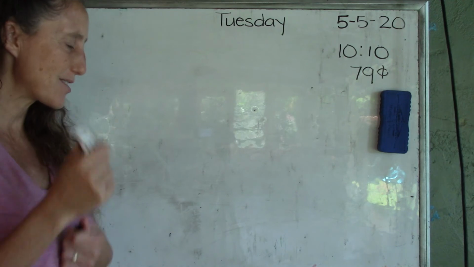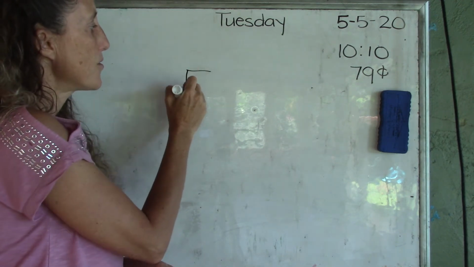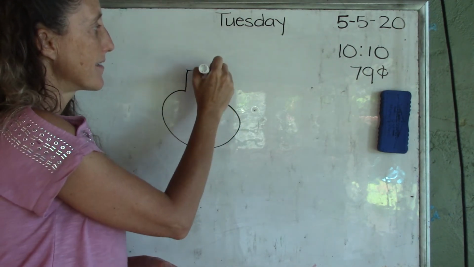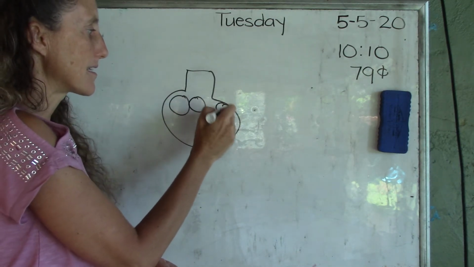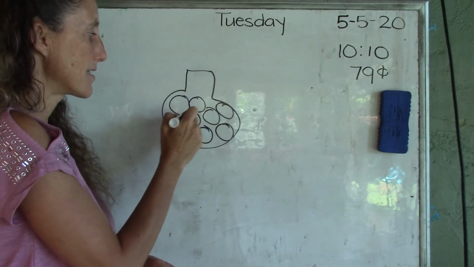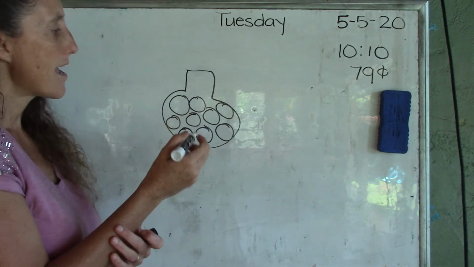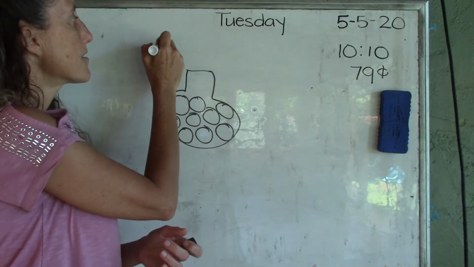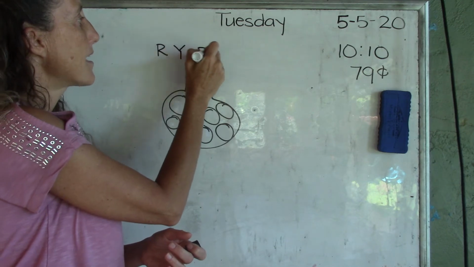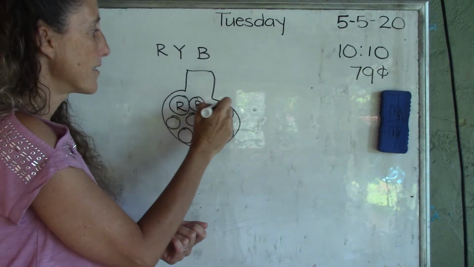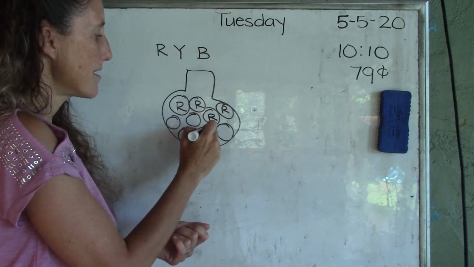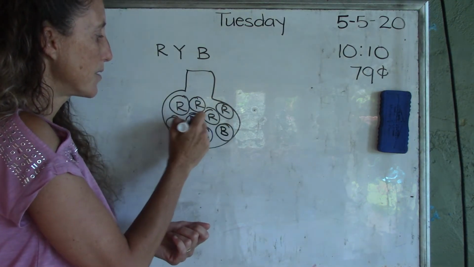Okay, first graders. Let's say that you have a bag of marbles. And they're all different sizes, right? You can have all different sizes of marbles. And the colors that you could have are red, yellow, and blue. So you have some red and some blue.